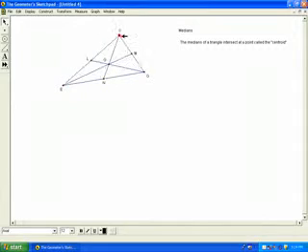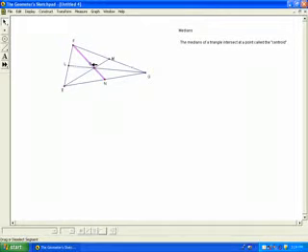Now, if you recall the circumcenter, what was special about the circumcenter is that that point of intersection is equidistant to all three vertices. Okay, and if you looked at the incenter, what was significant about that? That point was equidistant to all the sides of the triangle.